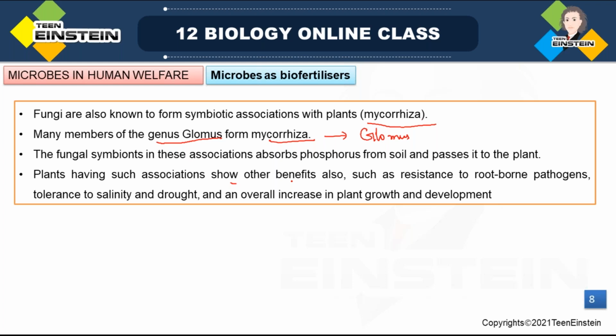What is the benefit to the fungal part? The fungal part is getting food and shelter in this association. The fungus absorbs phosphorus from the soil and passes that phosphorus to the plant. What is the benefit to the plant? Through this association, the plant gets resistance to root-borne pathogens, salinity tolerance, and drought tolerance. Overall, it is increasing the plant growth and development.